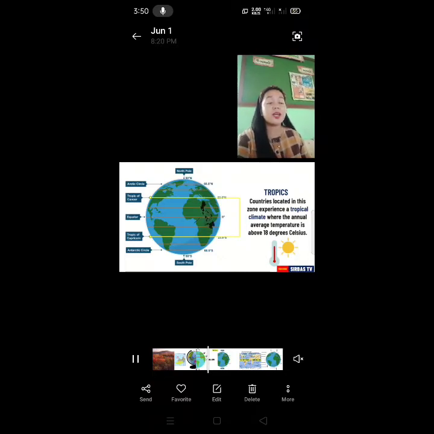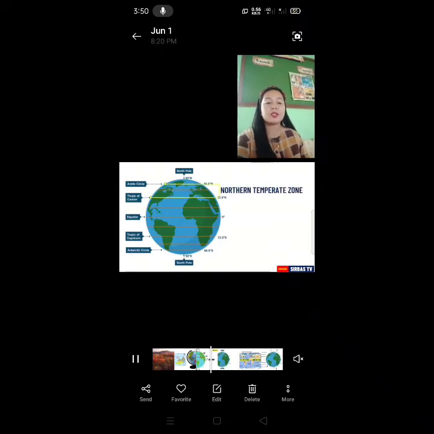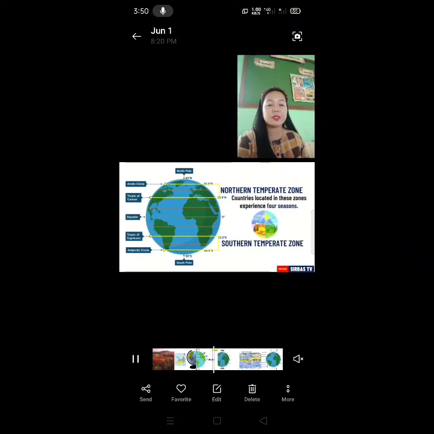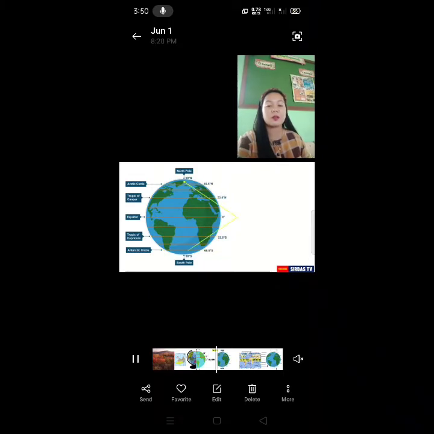This is the reason why the Philippines is what we call a tropical country. We experience warm temperature. Between the Tropic of Cancer and Arctic Circle is what we call the Northern Temperate Zone, and between the Tropic of Capricorn and the Antarctic Circle is the Southern Temperate Zone. Countries in this zone experience four seasons. So these seasons are what we call winter, spring, summer, autumn.